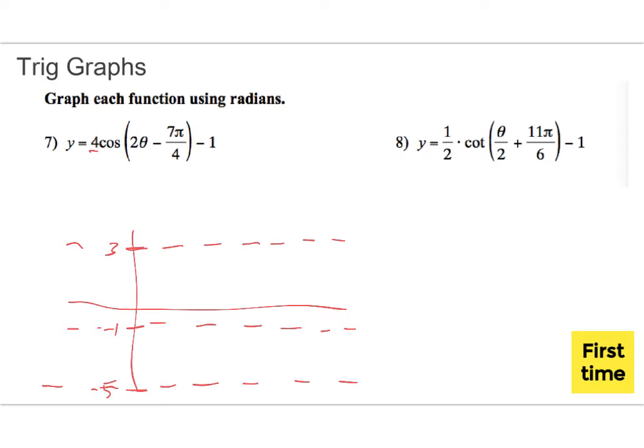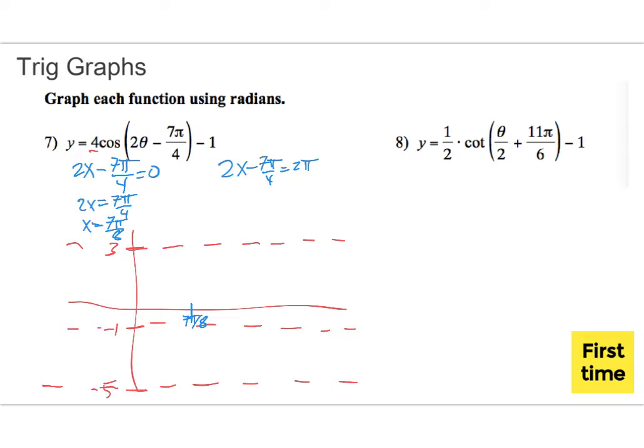Then we have our starting and ending points. So I'm going to do 2x minus 7 pi over 4 is equal to 0. I'm just going to write it in x instead of theta. That means that 2x equals 7 pi over 4, and x is equal to 7 pi over 8. That's going to be like here, just for funsies.